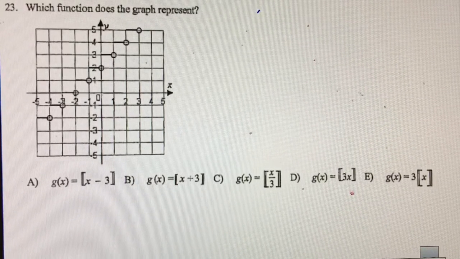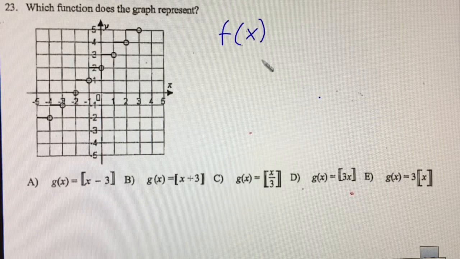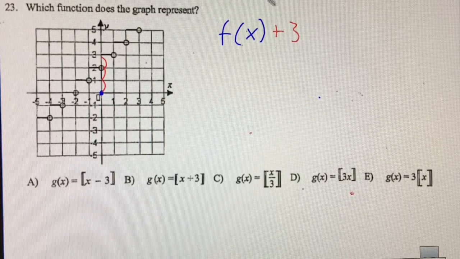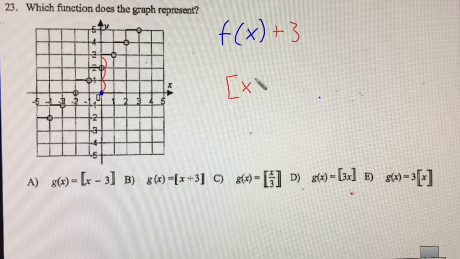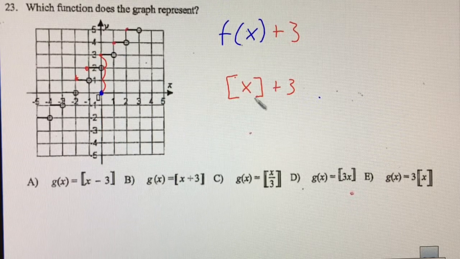Another stamp function. They call this the stamp function, or greatest integer function, or least integer function, depending on how they're doing it. I'm going to look at it from an f of x point of view. From the origin, it looks like it went up 1, 2, 3, so that would be f of x plus 3. I would be looking for a greater integer function plus 3. And it seems to be going up 1 over 1, up 1 over 1, as I find the slopes of each of those. So I'm looking for a plus 3 outside the brackets, and I don't see that anywhere.